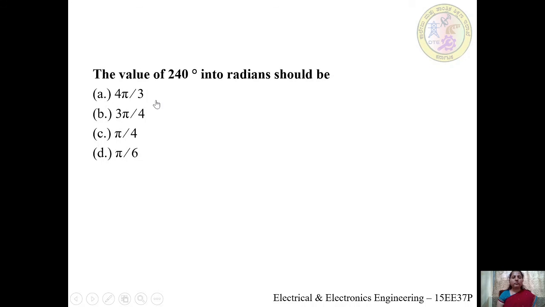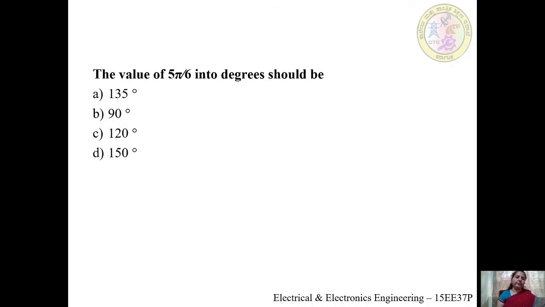The value of 240 degrees in radians should be? So how do you convert degrees into radians? We need to multiply this by pi by 180. So when we multiply 240 degrees by pi by 180, we'll get 4 pi by 3. So the correct answer is A.